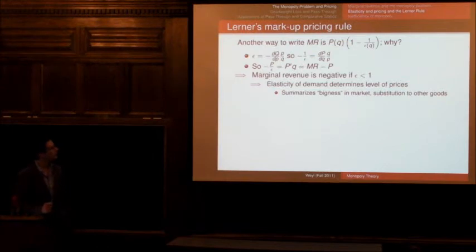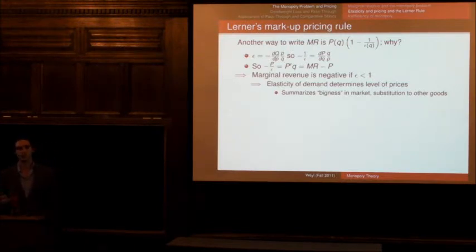So the elasticity of demand is sort of the key way that economists summarize the incentive that firms have to raise their price under monopoly. So it's sort of an overall summary of how big a firm is in the market and how small are the opportunities of consumers to substitute to alternative goods.